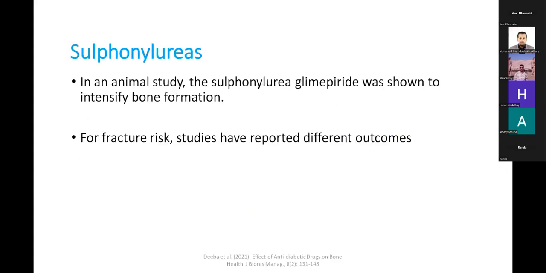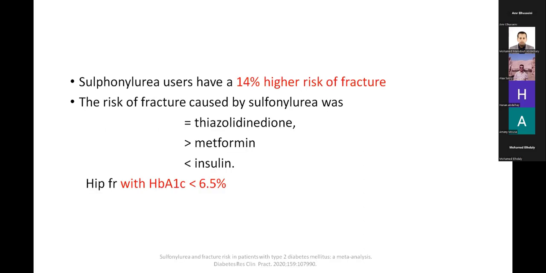Sulfonylurea doesn't have a direct effect on bone, but an animal study found it to be associated with intensification of bone formation. But for fracture risk, the results are discrepant from study to study, and as a whole, it's considered neutral regarding bone metabolism.